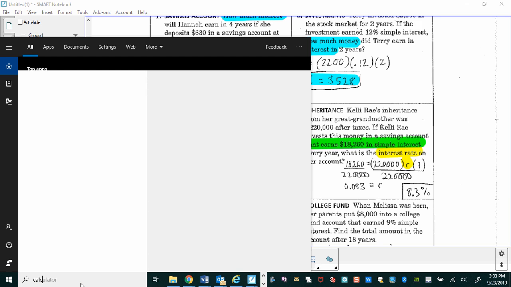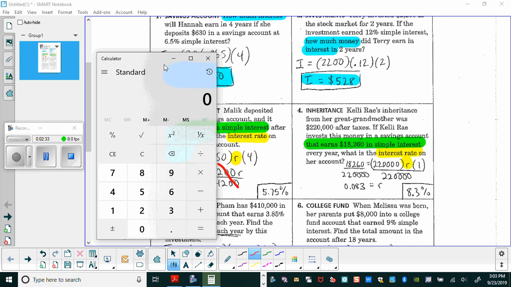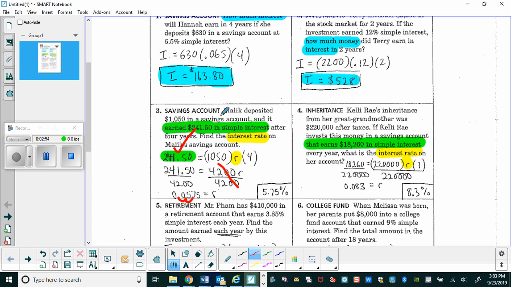Now, let me take my calculator out, and I'll show you how to check your work. You can check by saying, okay, so if it was $1,050 that was invested into the savings account, we calculated that it was at 0.0575, and times the 4 years. Boom, we can see right there that it would have earned the $241.50 in interest, and we can check our answer that way.